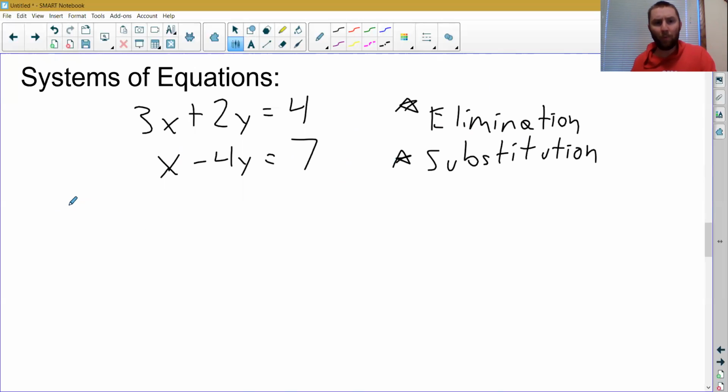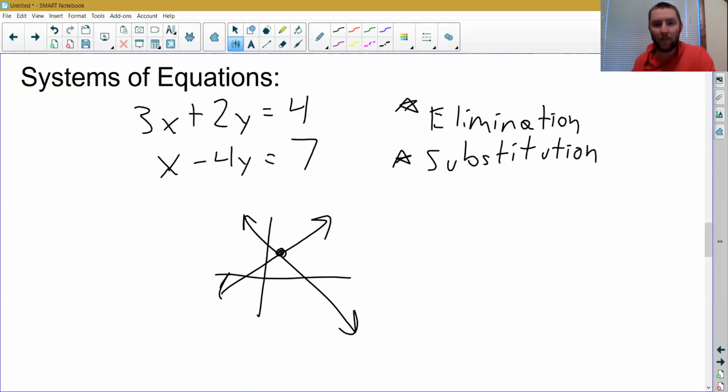We also briefly talked about graphing, right? When we have two lines on a graph, the point where they intersect is the solution to the system, right? So if we had these two straight lines, this would be the solution. So remember our choices here where there was either one solution, no solutions, or infinite solutions if they turned out to be actually the same line.